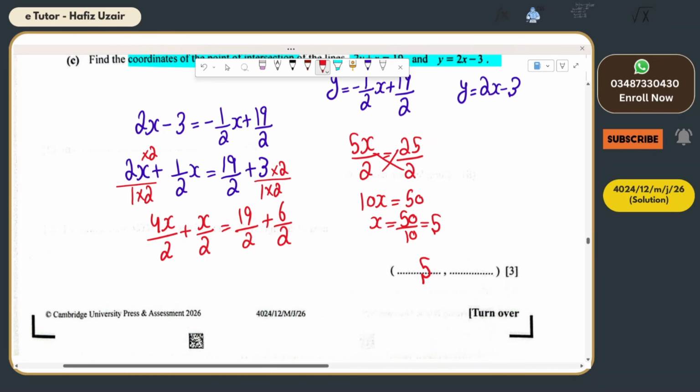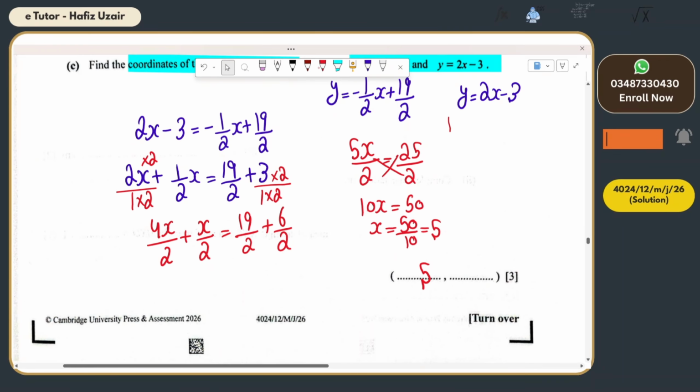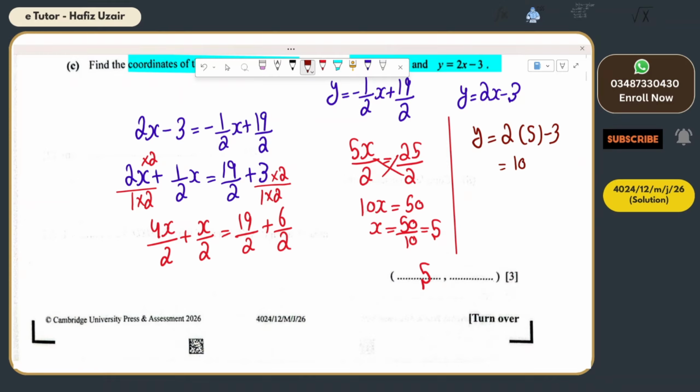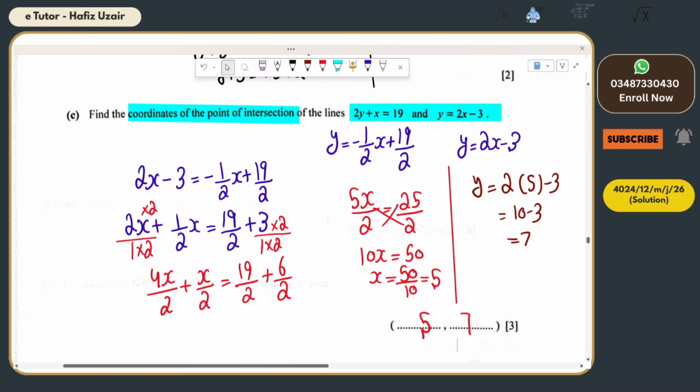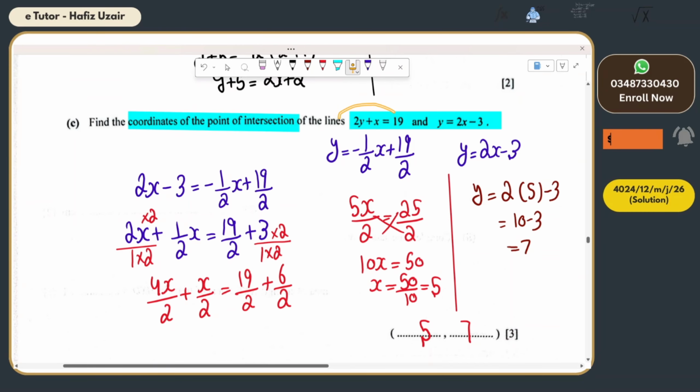How do we get the y coordinate? We have two equations over here. You can put the value of x in any equation. So let's put it in this equation. y will be equal to 2 times 5 minus 3. So that will be 10 minus 3, which equals 7. So 5 and 7 are the coordinates of the point of intersection. Basically, you just need to make y the subject over here and then compare. Left sides are the same, so right sides must be the same, and just solve and then get the value of y by substituting the x value.